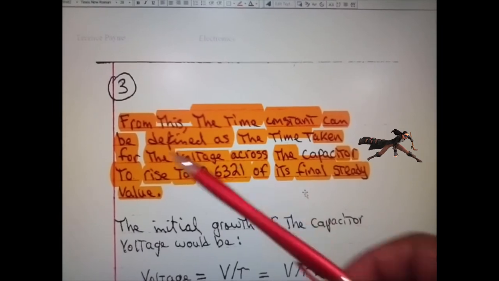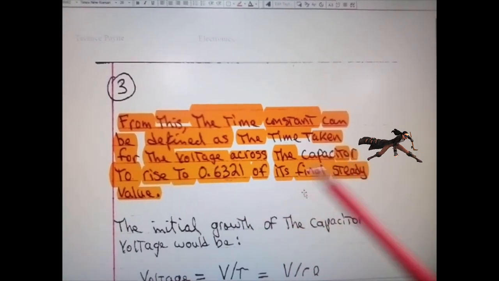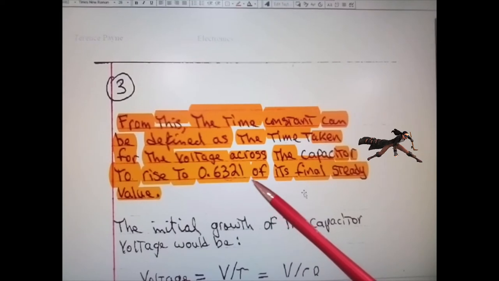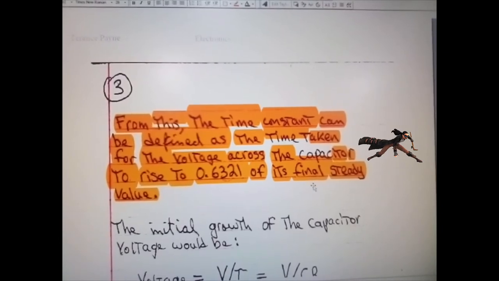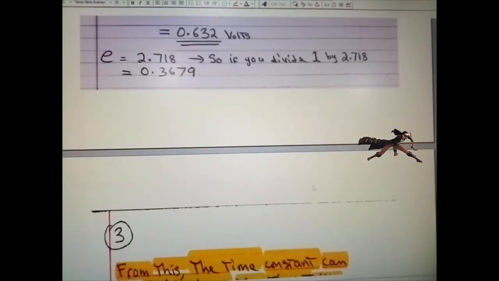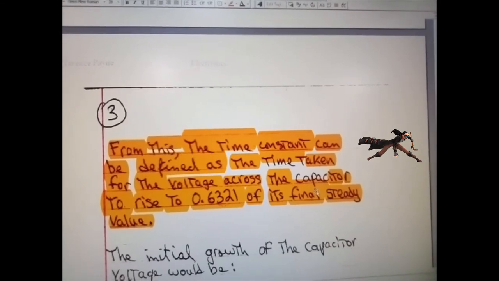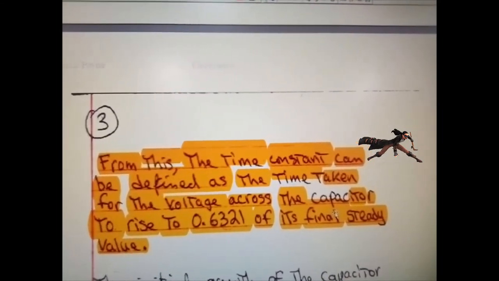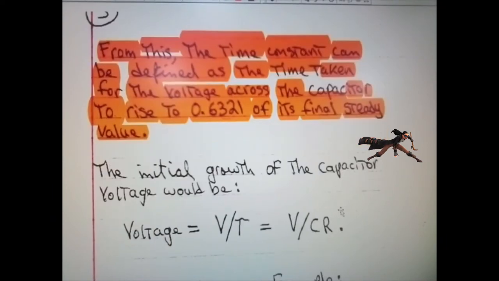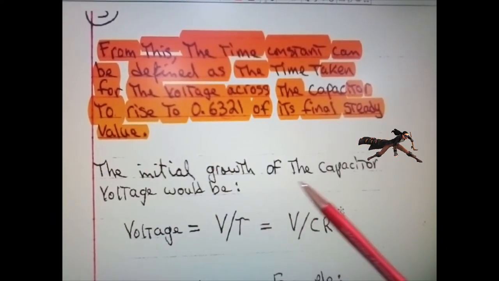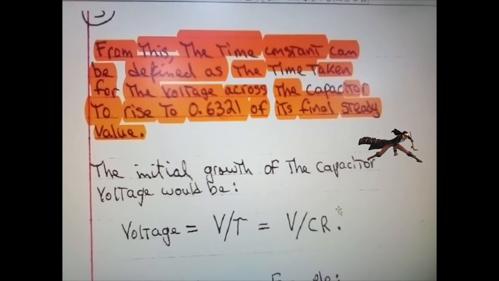Again, from this, the time constant can be defined as the time taken for the voltage across the capacitor to rise to 0.6321 of its final steady value. Here they've put 0.6321, I've simply left it as 0.632. Now the initial growth of the capacitor voltage would be V over T, equals V over C times R. Let us look at an example.